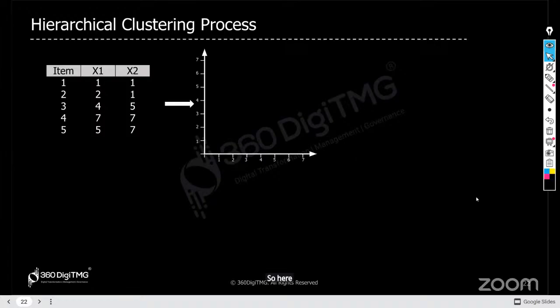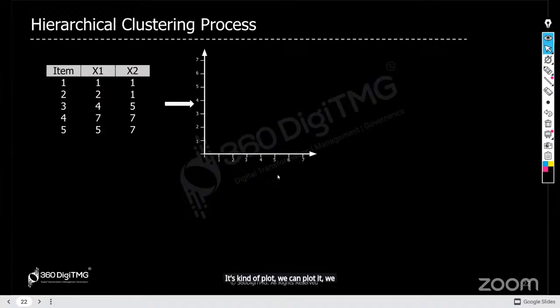So here we are having x1, y1, and the items. What we can do is go with a scatter plot. We can plot it, put it as x1 and make it as x2. Now we can plot, this is 1, 1. So one data point will come here.